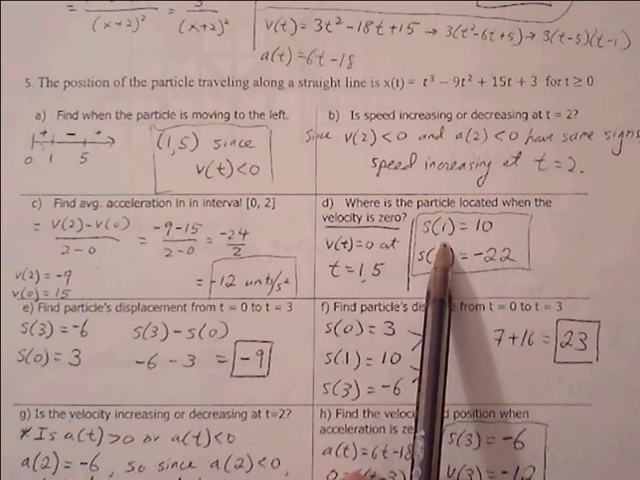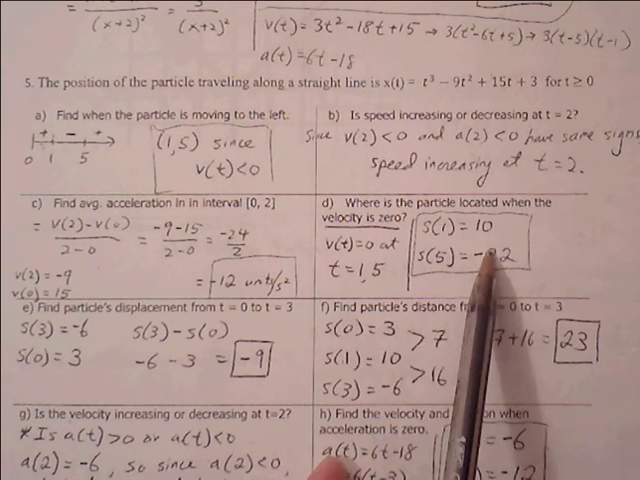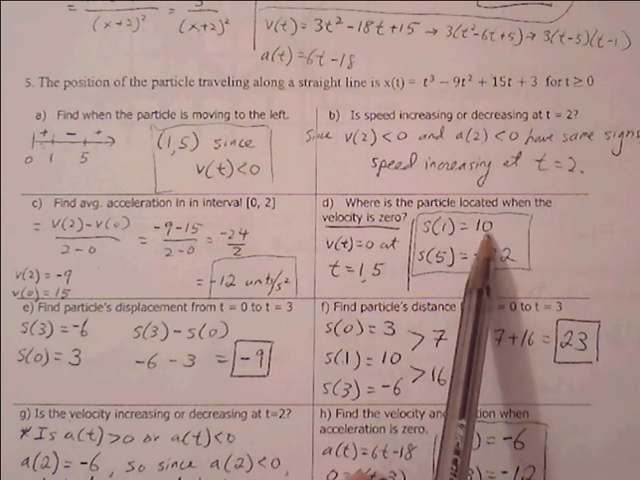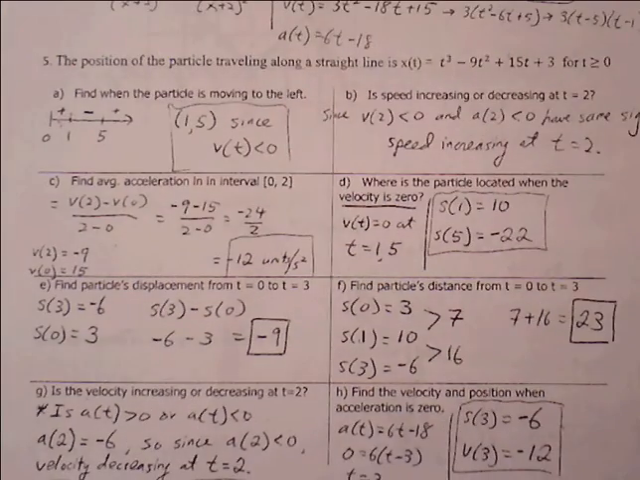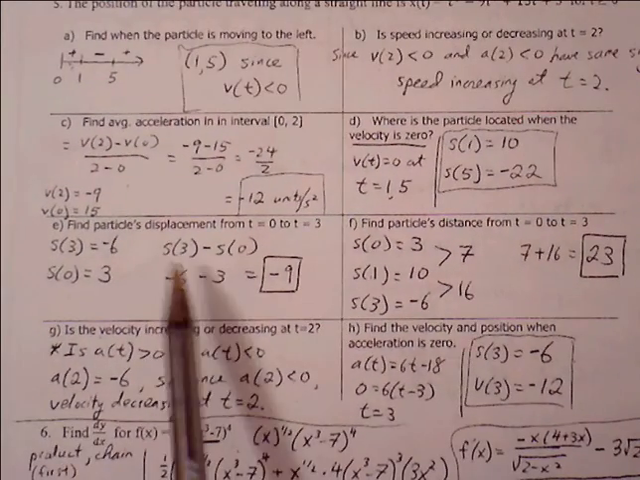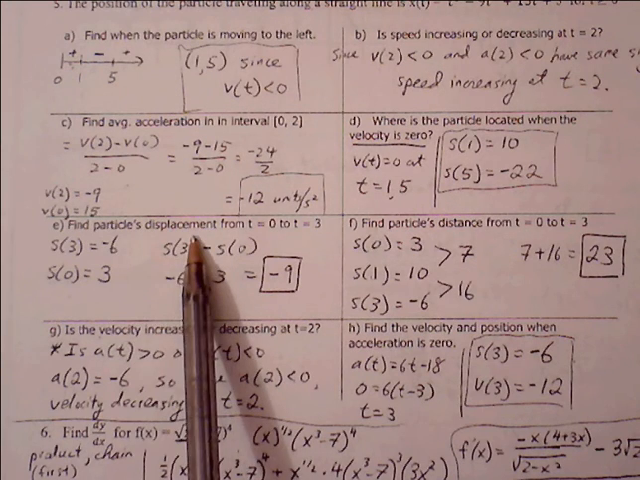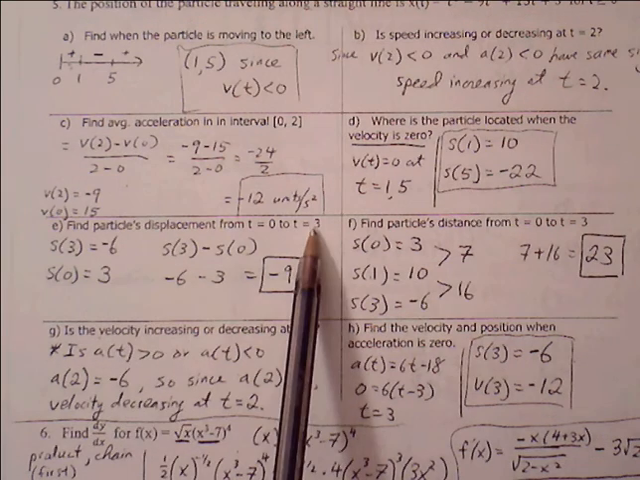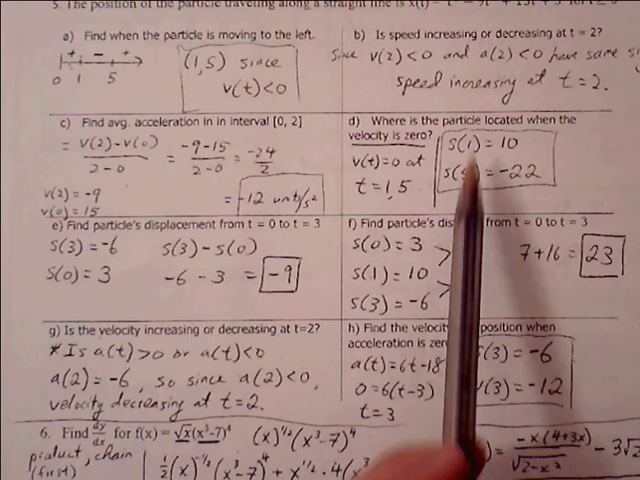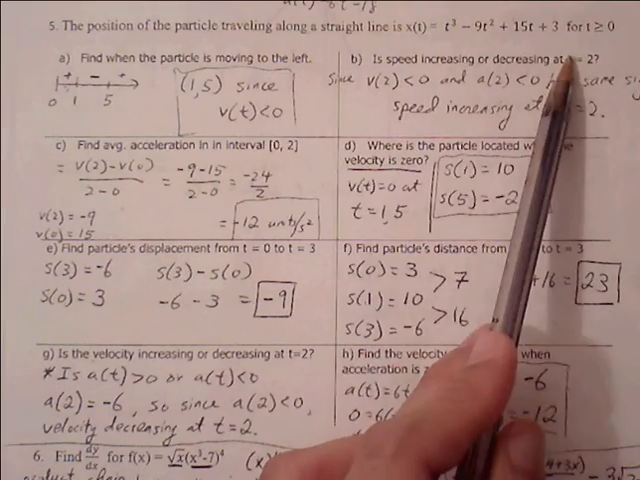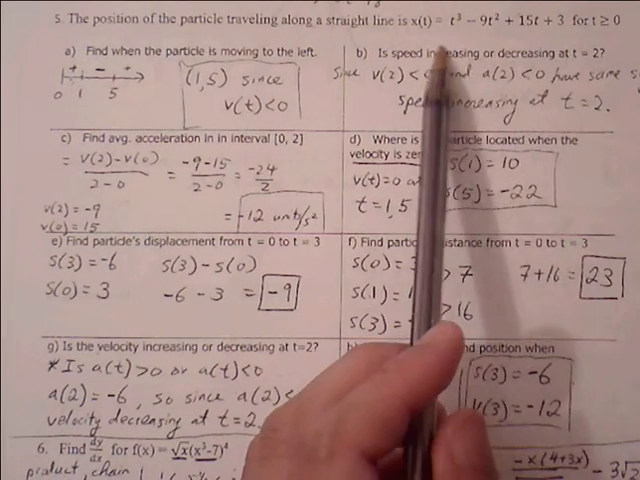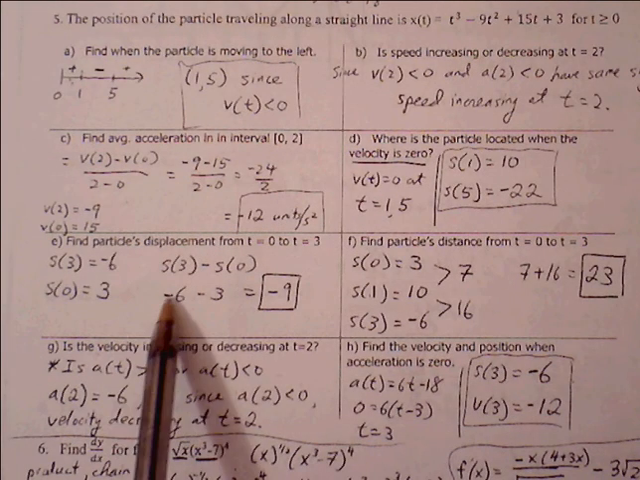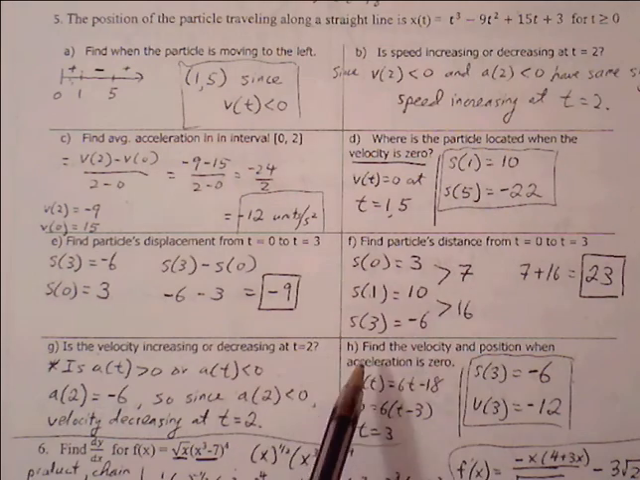All right, x of 1. Plug 1 into the position function, we get 10. Plug 5 into the position function, we get negative 22. So those are the positions when the velocity is 0. Find the particle's displacement. Displacement is simply the end position minus the initial position. So we find s of 3: plug 3 into the position function, we get negative 6. Plug 0 into the position function, we get 3. So the end point minus the initial point, negative 6 minus 3, is negative 9.